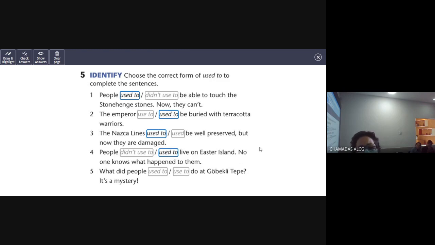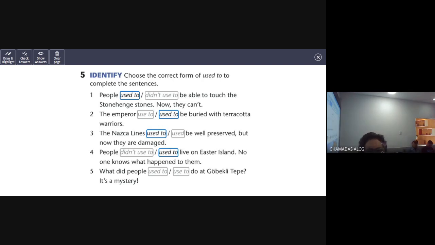I think used to live on Easter Island. No one knows what happened to them, because we only have the sculptures. I don't know if you remember. Do you remember the sculptures they found on Easter Island? No? Huge sculptures. It's an island, actually. It's not a country. Let me show you. Let me see which country it belongs to.